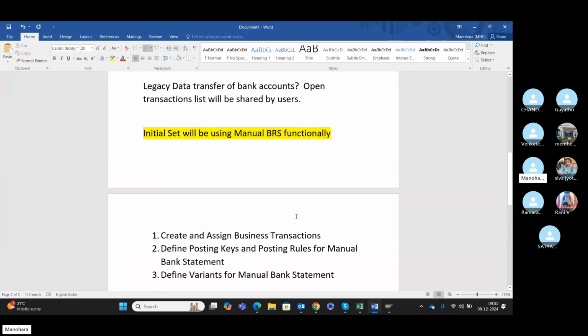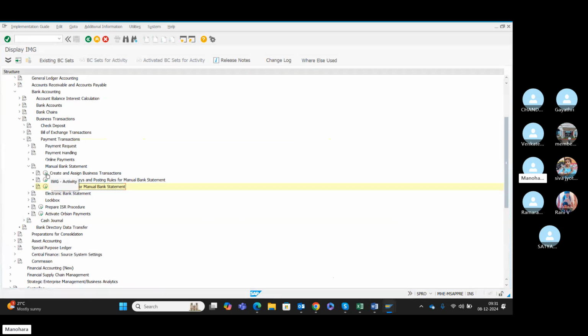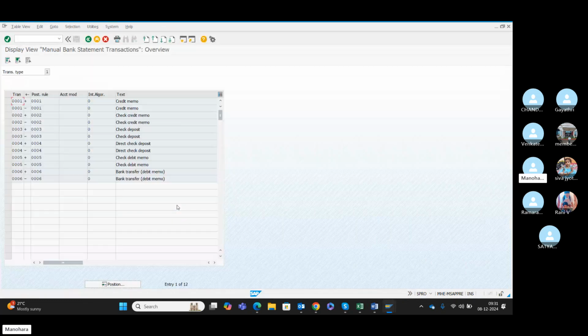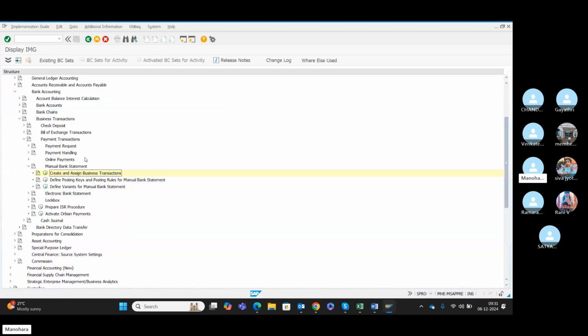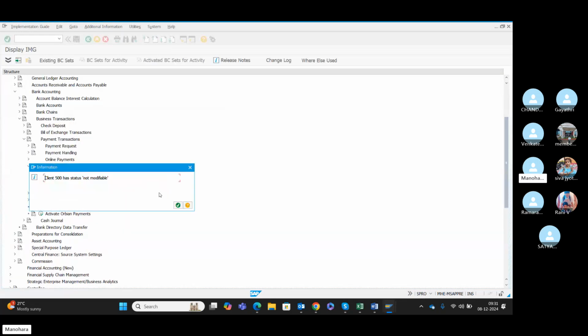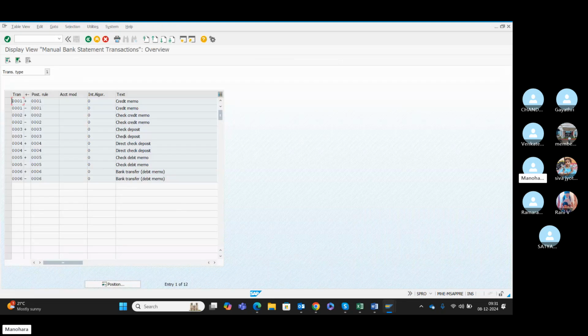Okay, these three steps we need to understand, right? So let's understand step by step. What is inside the first step and what logic is applicable for it. The first one is the creation and assignment of business transaction. When we open it, this is a single screen only, with no sub screens. Here are posting rules, postable transactions, plus or minus assignment, posting rule and accounting mode, account modification, interpreting algorithm and a test mode.